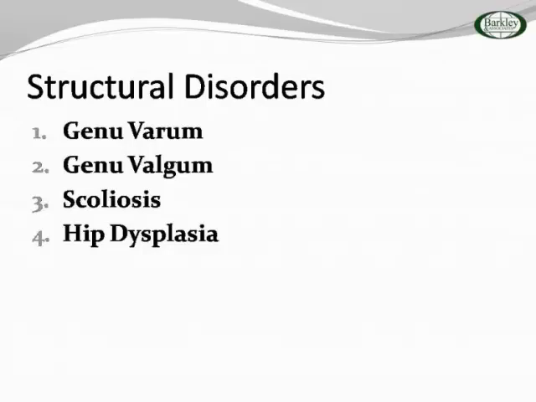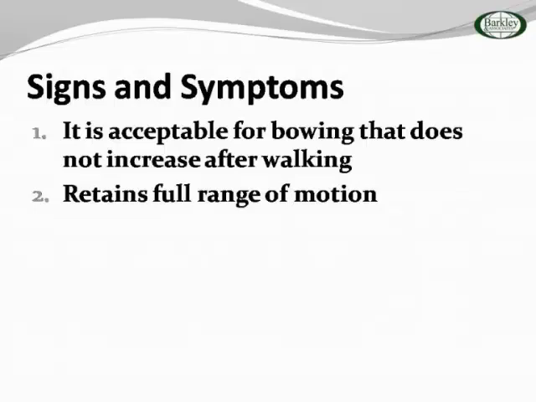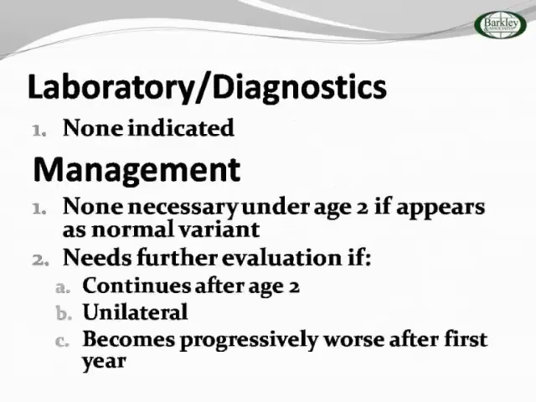Now we've got structural disorders. We've got the good old genu varum, genu valgum, scoliosis, and hip dysplasia. There's a good picture of varum: bow-leggedness, a normal variant up to 2. It basically means the child can retain their full range of motion. There's really nothing to do under the age of 2. You only need to refer if it continues after 2, is unilateral, and becomes worse. As toddlers get more active, they're going to outgrow that.